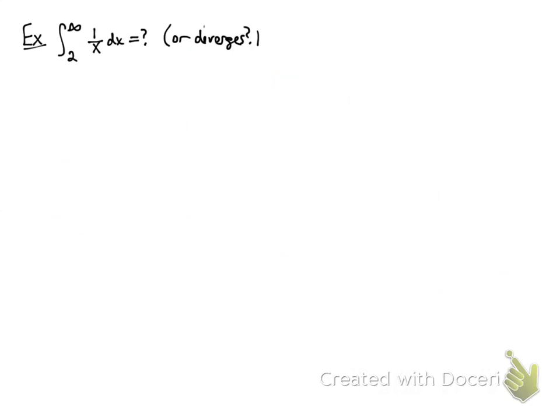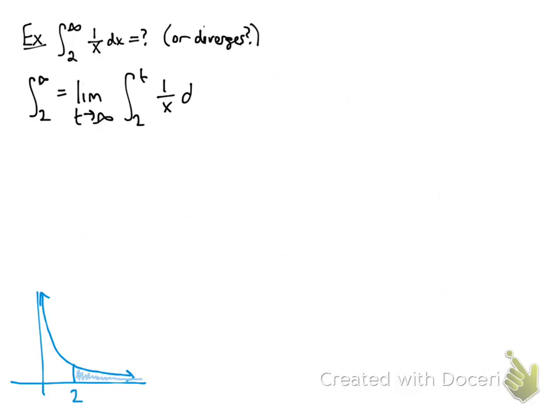Here's another example. Again, I want the integral from 2 to infinity, but this time instead of 1 over x cubed, I'm just going to integrate 1 over x. The picture is roughly the same. The graph of 1 over x and the graph of 1 over x cubed look very similar. And we do the same procedure.